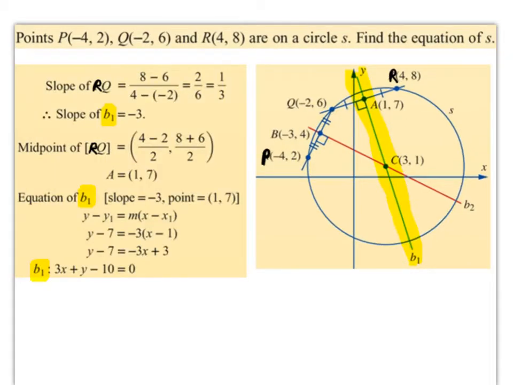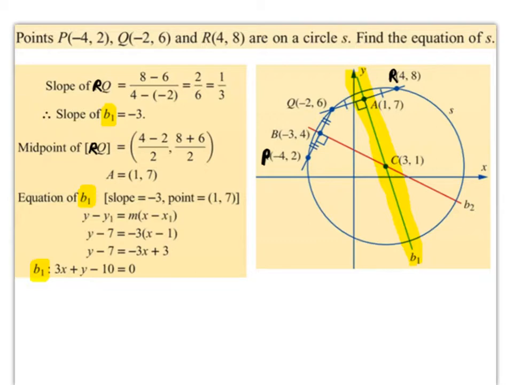So we're going to start off by getting the slope of RQ. So there's R and there's Q, so we have the 2 points, 4, 8 and minus 2, 6. So subbing into our slope formula, we end up with a third. So the slope of B1, the perpendicular bisector, will be minus 3. So we turn this upside down and change the sign. So the slope of the chord is a third, and the slope of the perpendicular bisector, highlighted in yellow there, will be minus 3.